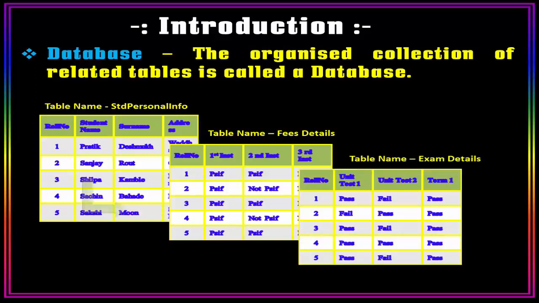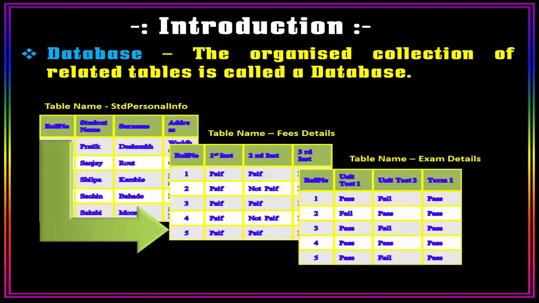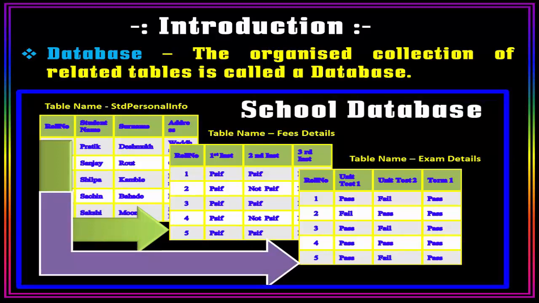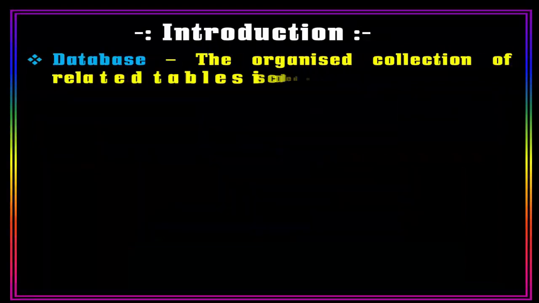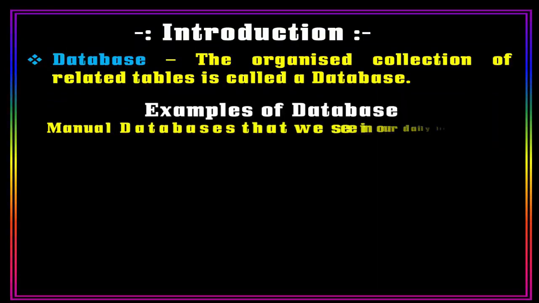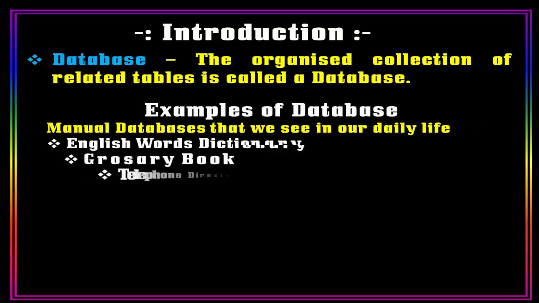Database is actually a collection of many more database components. When you do graduation and post graduation in the computer field, then you will understand what the other database components are. But at this point, it is enough to remember this simple definition. So what is database? Database is an organized collection of related tables. We can give many examples of databases that we use in our daily life. For example, English word dictionary, grocery book, telephone directory.